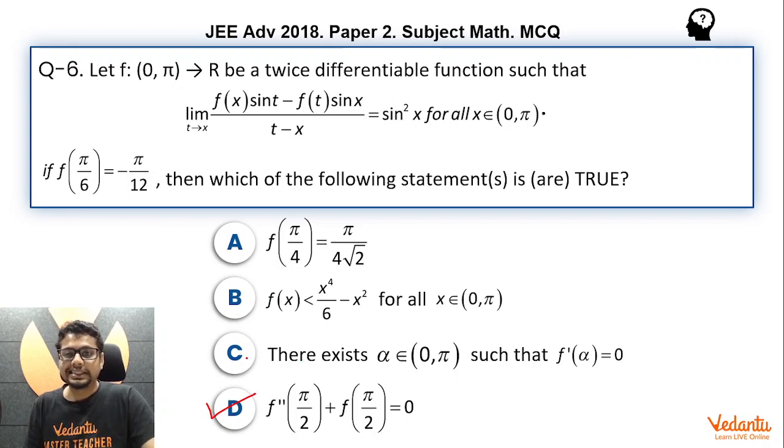Now let's go for the C part. There exists alpha belonging to 0 open to pi open such that f prime alpha equal to 0. Now it is very tempting to use Rolle's theorem. However, here f of x has domain 0 open to pi open and not 0 closed to pi closed.